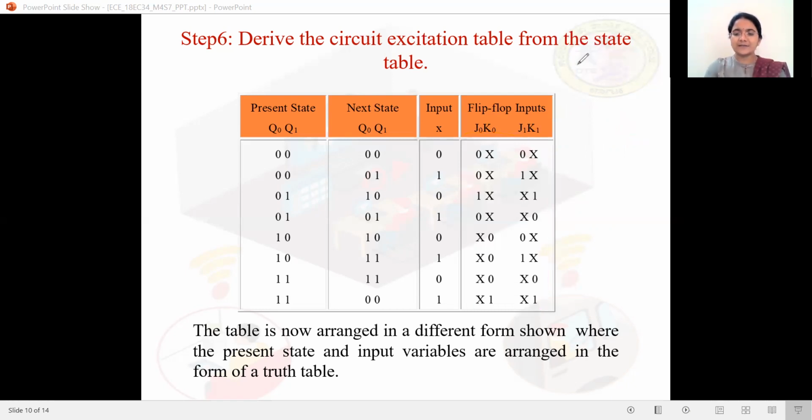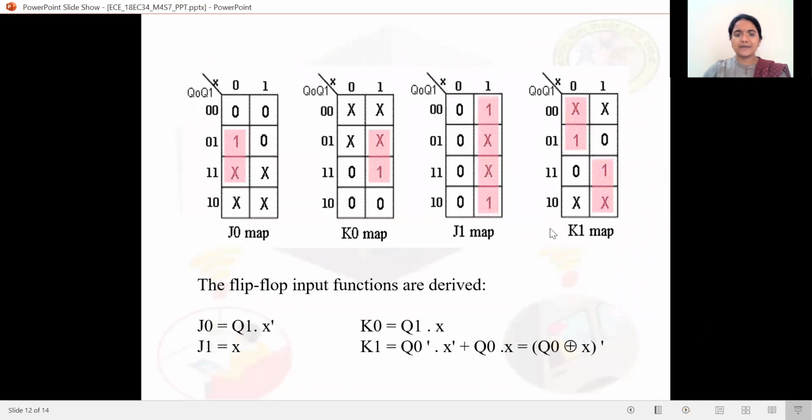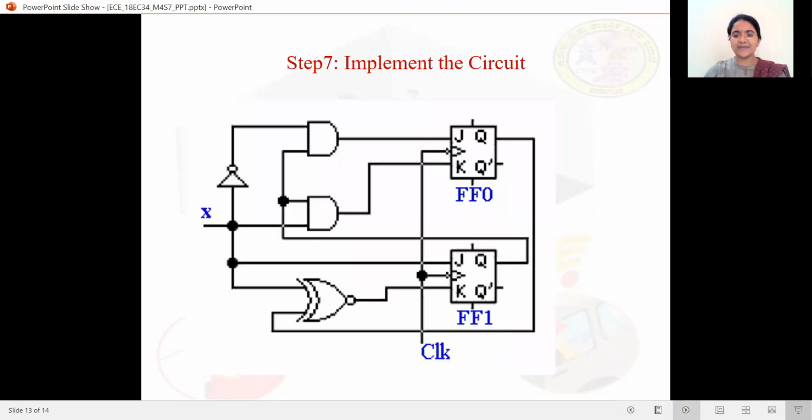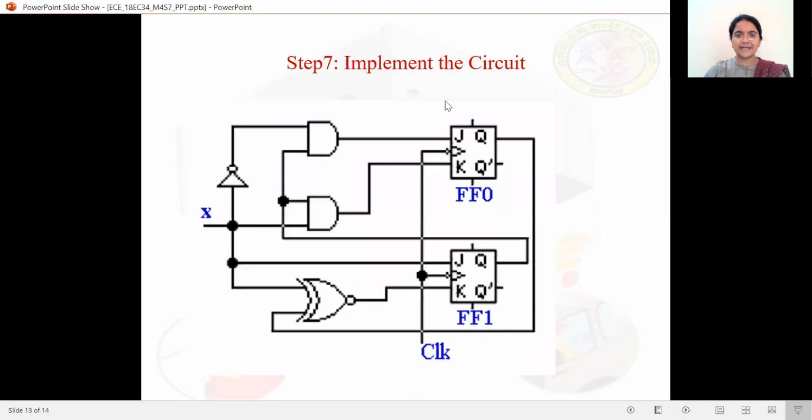After writing the state table and excitation table, we have to write the K-maps and get the flip-flop input functions. And after getting the flip-flop input functions, we have to write the logic diagram or sequential circuit. These are the flip-flop input functions that we have derived. Now we have to write the diagram and implement the circuit.